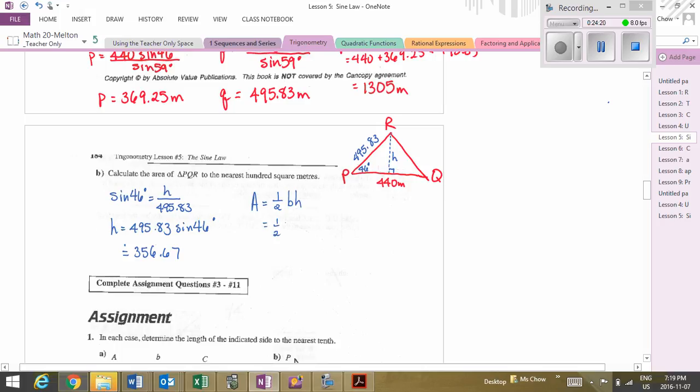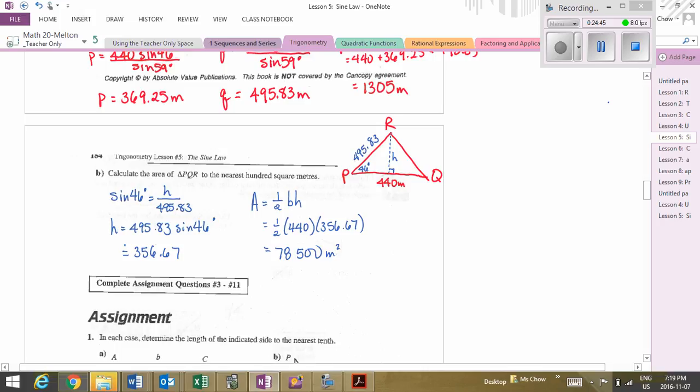So then area is equal to base times height divided by 2, or we can also say 1/2 base times height, or 1/2 the base length is 440 meters, the height is 356.67, and when we put that into our calculator, we end up with an approximate area of 78,500, rounded to the nearest 100 square meters then.